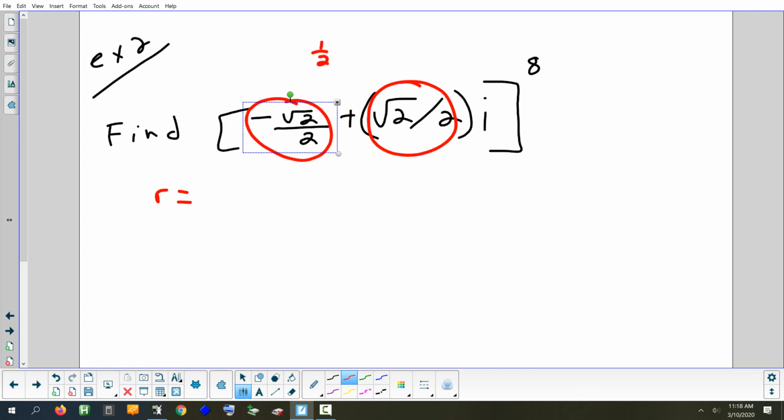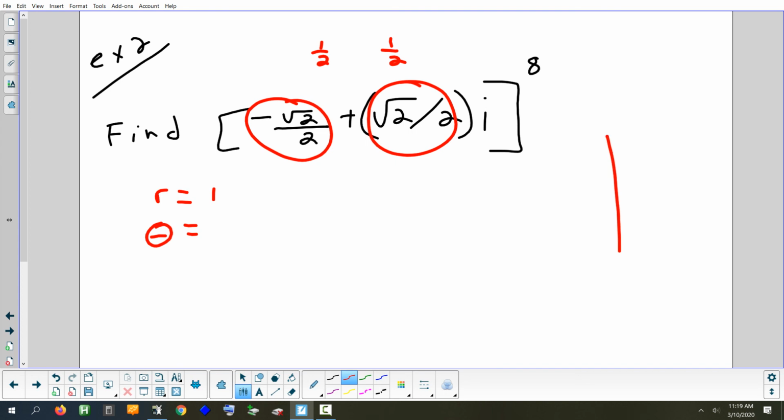What do you get when you square positive root 2 over 2? One half again. When we add those up, what do we get? And then take the square root. 1. So your radius here is 1. Okay, now your angle.